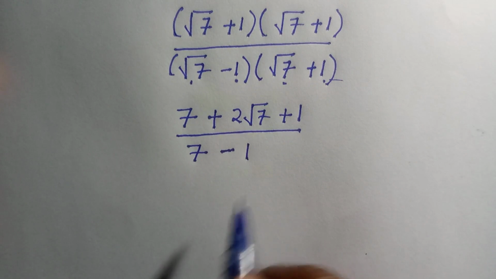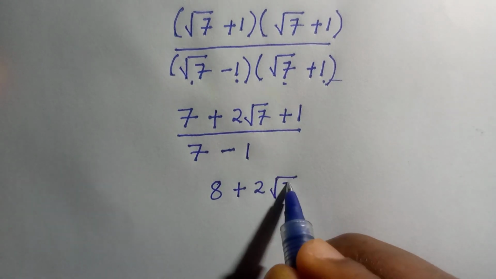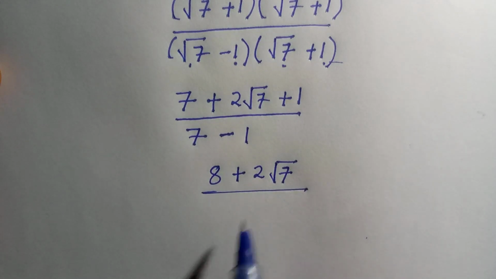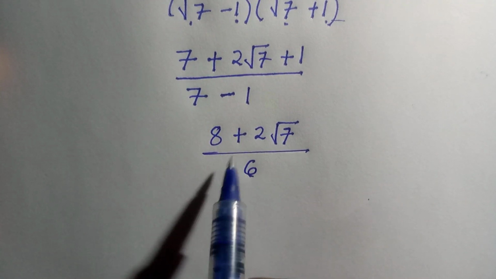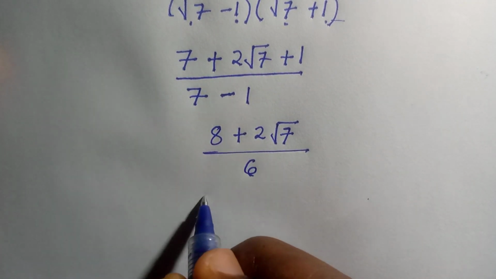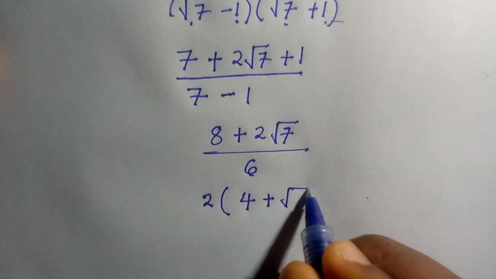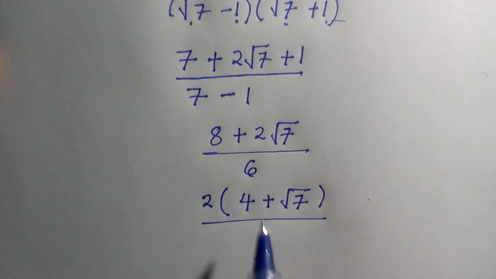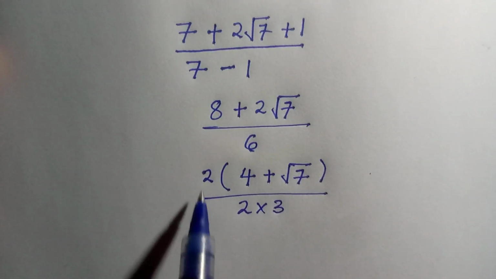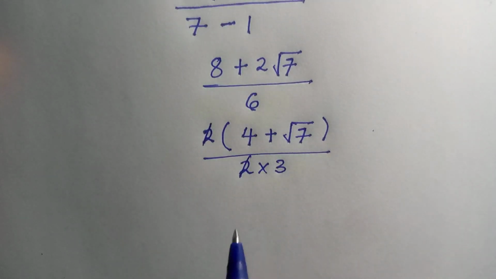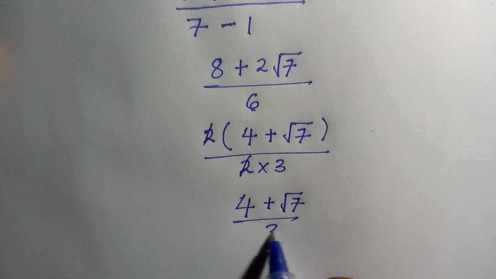And when we proceed, we have 7 plus 1 is 8, plus 2 square root of 7, divided by, this is 6. And again, we can factor out 2 here. By taking out 2, we have 2 into bracket of 4 plus root 7, all divided by, and we can also break this 6 into 2 multiplied by 3. And here we have this cancelled, so that the numerator remains 4 plus the square root of 7, divided by 3.